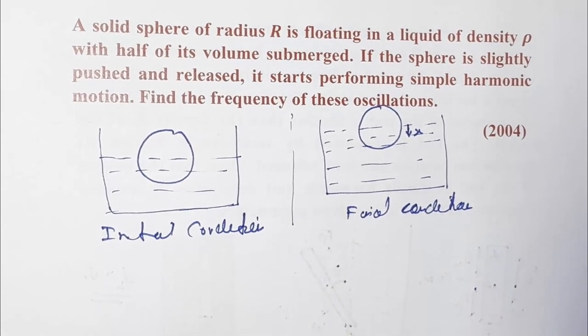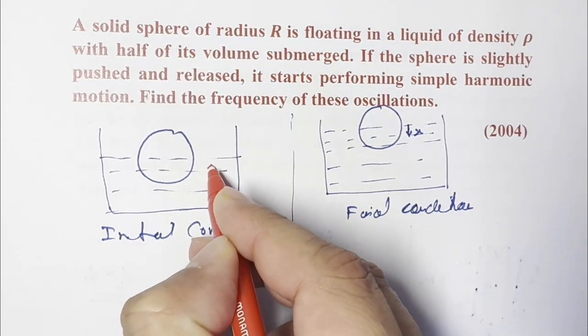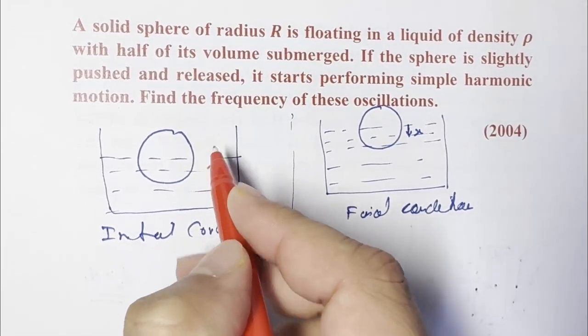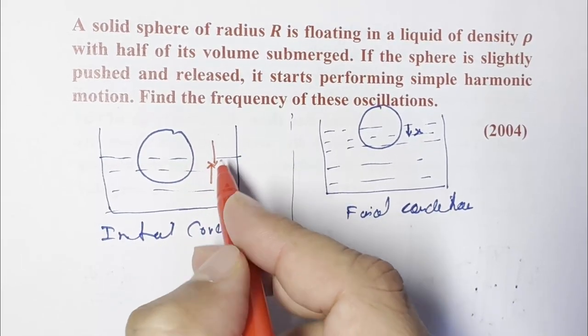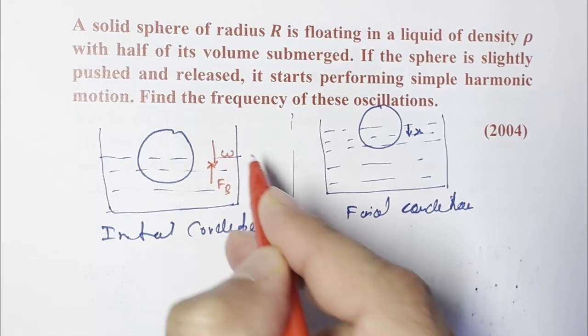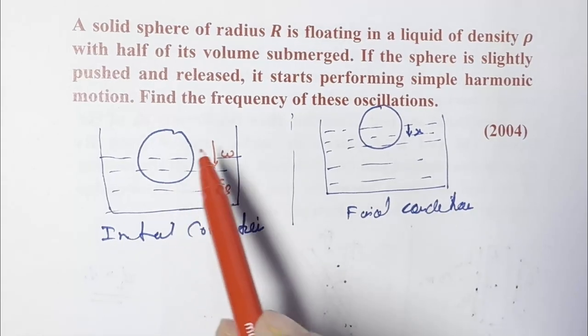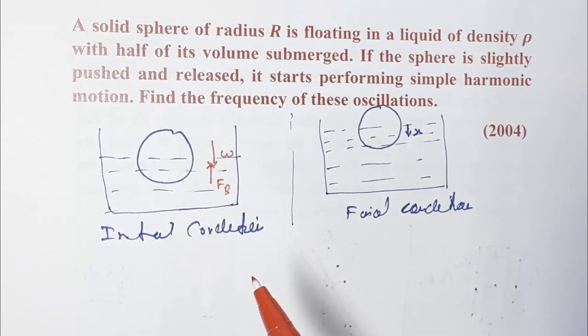So initially there will be two forces acting on this sphere. First will be the buoyant force acting in the upward direction. Let us call that Fb. And the second one will be the weight of the sphere acting downward. Let us call that W. And initially it is in equilibrium, so both these forces will be equal.